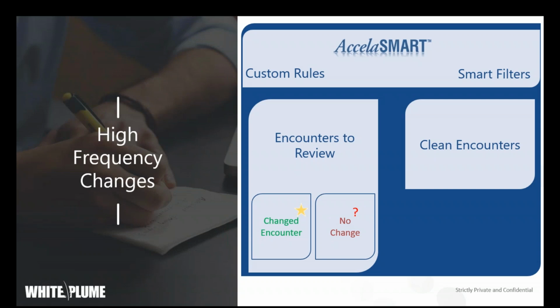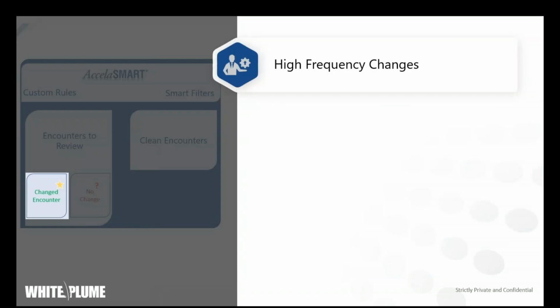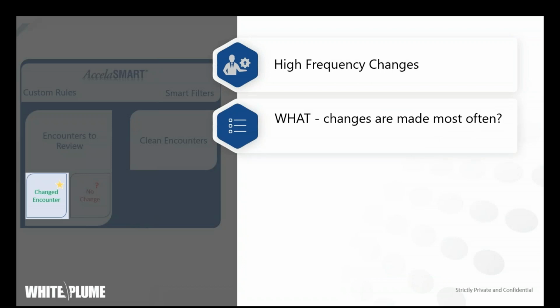And so when we start to look at those, right, when we look at high frequency changes, the questions that we want to ask, again, what changes are being made most often? Are there any patterns that we can identify? Is it user specific or doctor specific or payer specific, right? What does the data tell us about that? And then that allows us to really drill down and understand which of those changes can be automated.